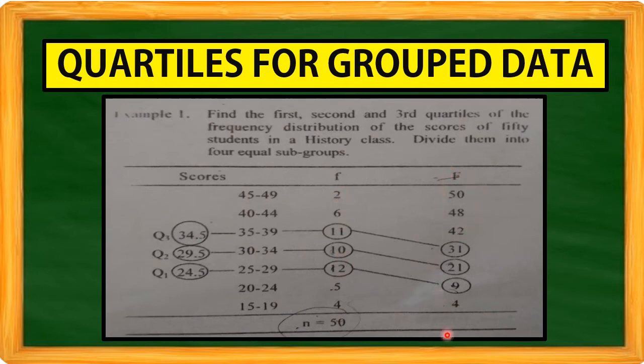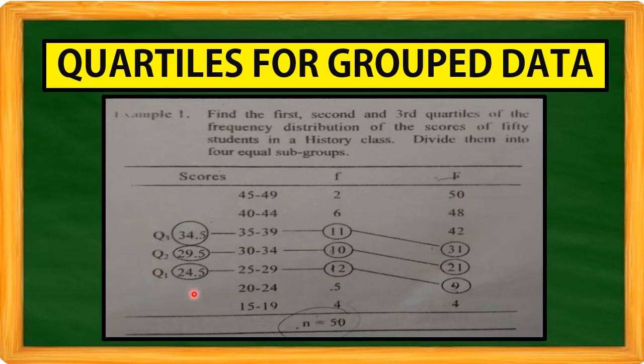Ang cumulative frequency naman is ina-add siya pataas, minsan din ina-add pababa. So ito siya is greater than cumulative frequency, pataas po siya. 4, as is po yung 4, plus 5 is 9, 9 plus 12 is 21, 21 plus 10 is 31, 31 plus 11 is 42, and 42 plus 6 is 48, and 48 plus 2 is 50.